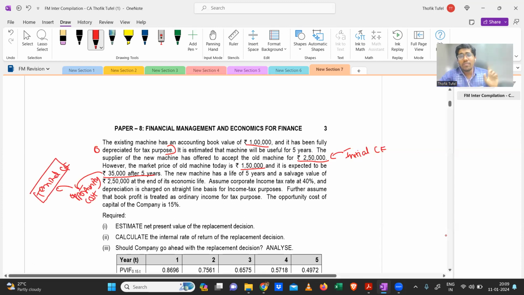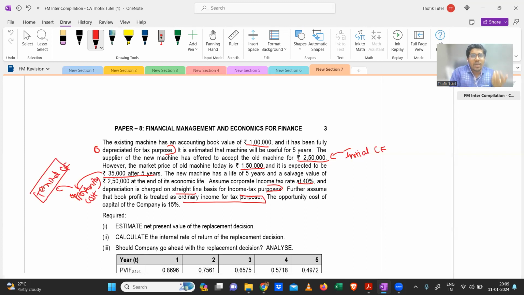The new machine has a life of 5 years and a salvage value of 2,50,000 rupees at the end of its economic life. Assume corporate income tax at 40% and depreciation is charged on straight line basis for income tax purposes. Further, assume that book profit is treated as ordinary income for tax purposes. Now, what does this mean? It means whenever we are taking any tax sheet, we have to consider that book profit as ordinary income.